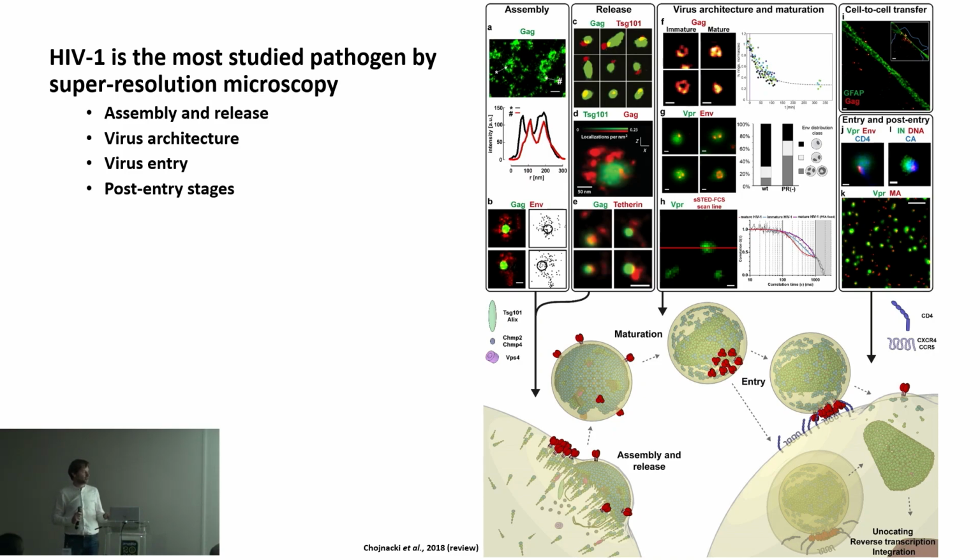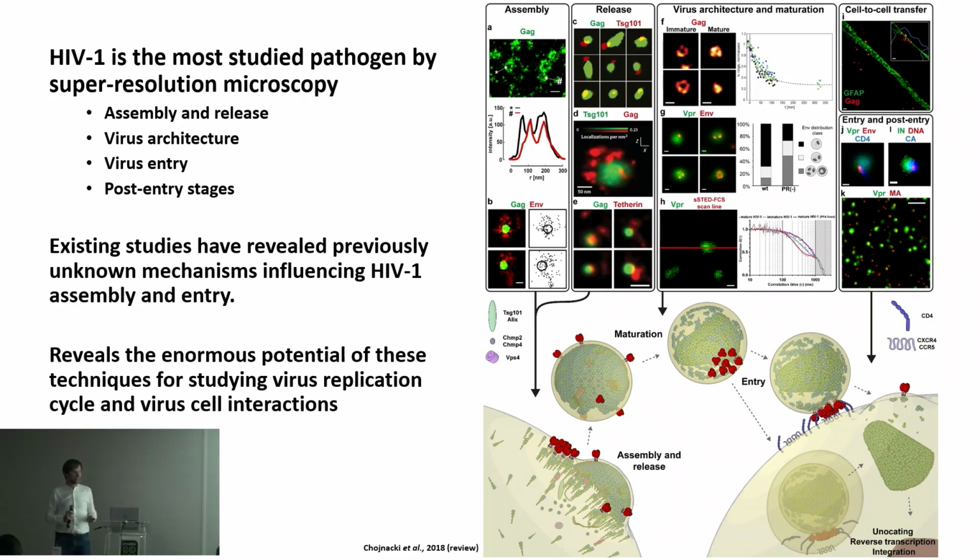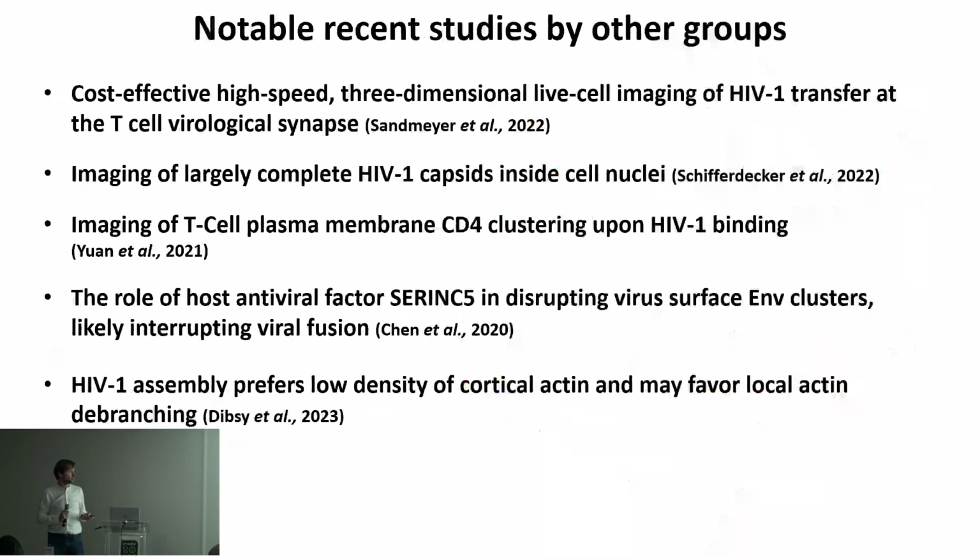People have targeted multiple parts of the virus replication cycle: assembly, release, virus architecture, entry, and post-entry stages. All these studies have revealed previously unknown mechanisms of HIV assembly and entry. Afterwards, I'm going to show you some of those in detail that I was involved in. But I really want to stress that this reveals the enormous potential of these techniques for studying the virus replication cycle and virus-cell interactions. Not only HIV, but now SARS-CoV-2 and all the other important pathogens can benefit from these techniques. I just highlighted some.